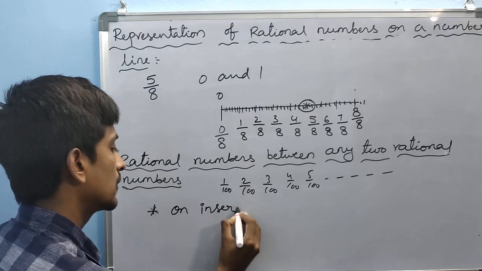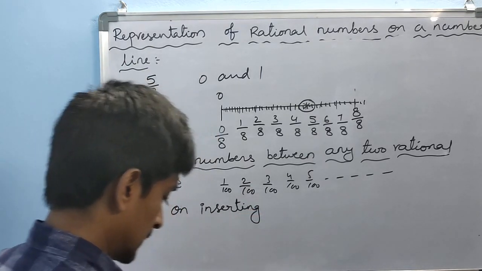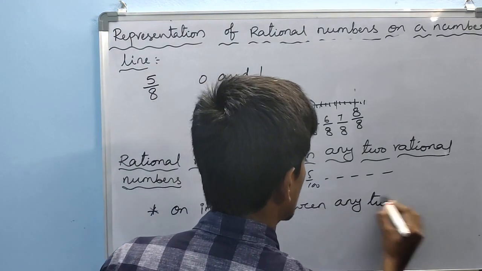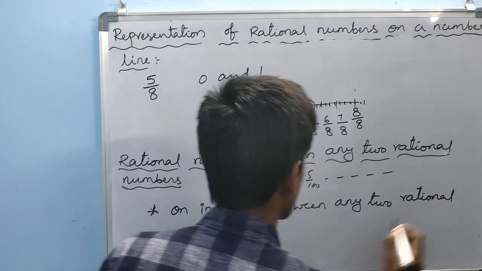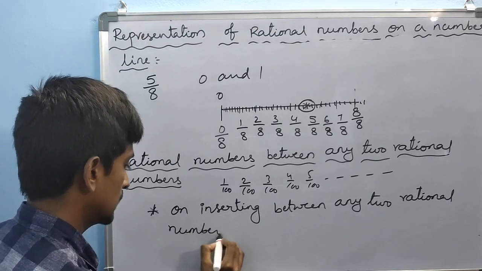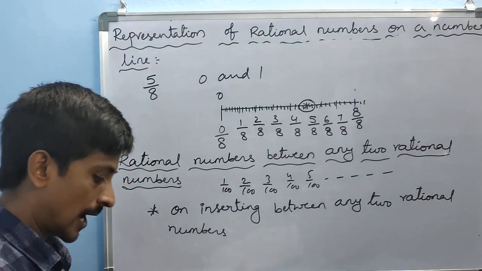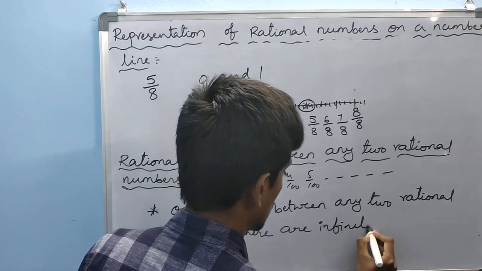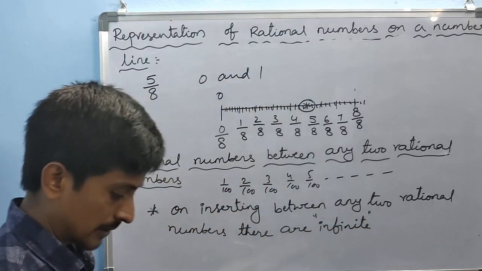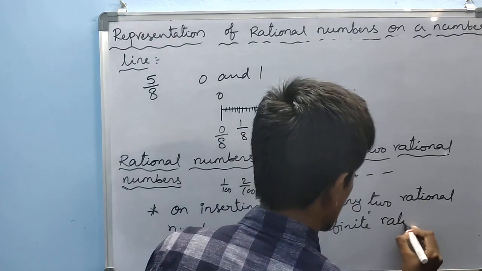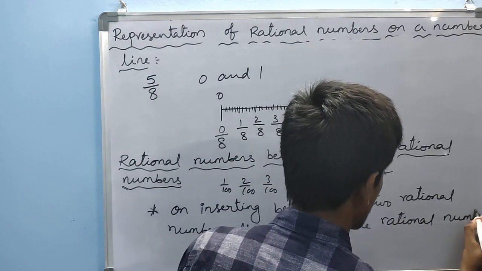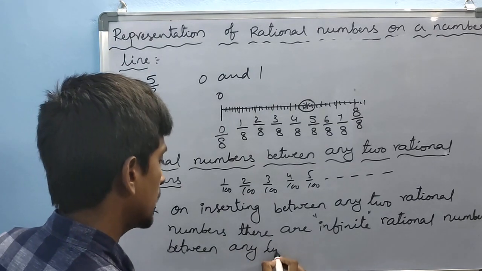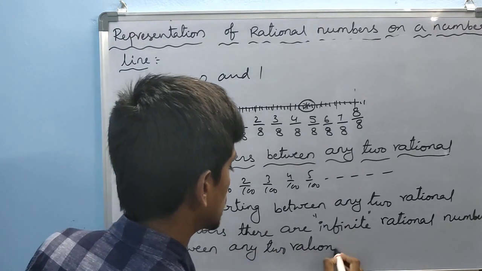On inserting between any two rational numbers, there are infinite rational numbers between any two rational numbers.